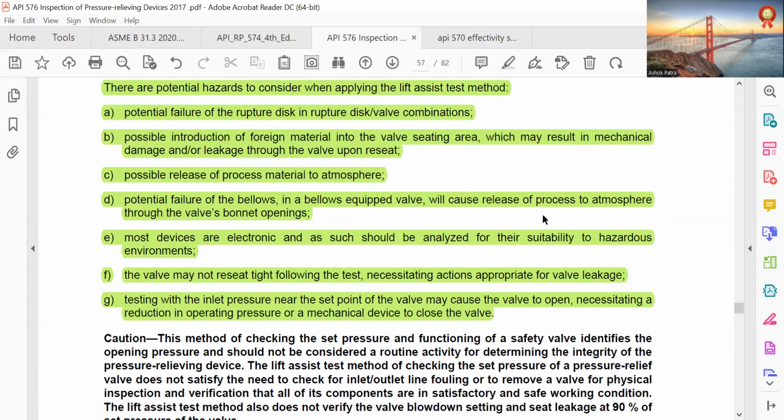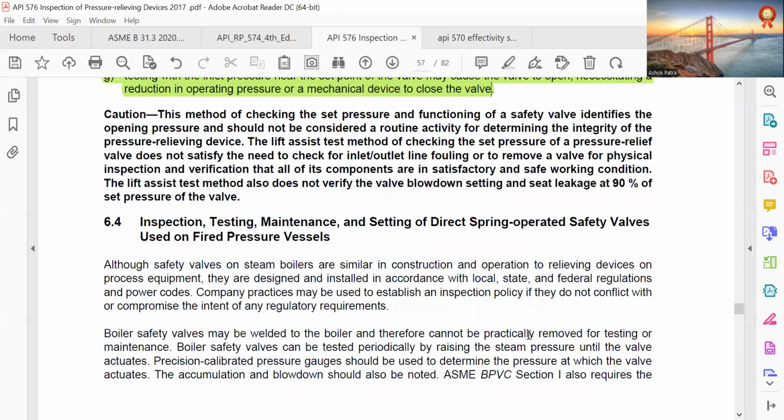Most devices are electronic and as such should be analyzed for their suitability in hazardous environments. The valve may not reseat tight following the test, necessitating action appropriate for valve leakage. Testing with inlet pressure near the set point of the valve may cause the valve to open, necessitating a reduction in operating pressure or a mechanical device to close the valve.